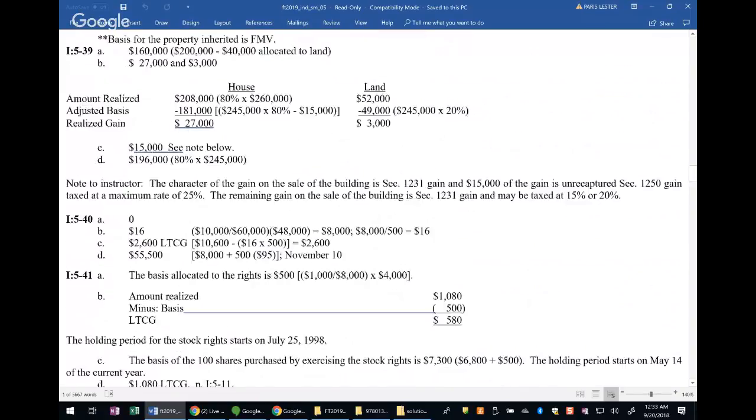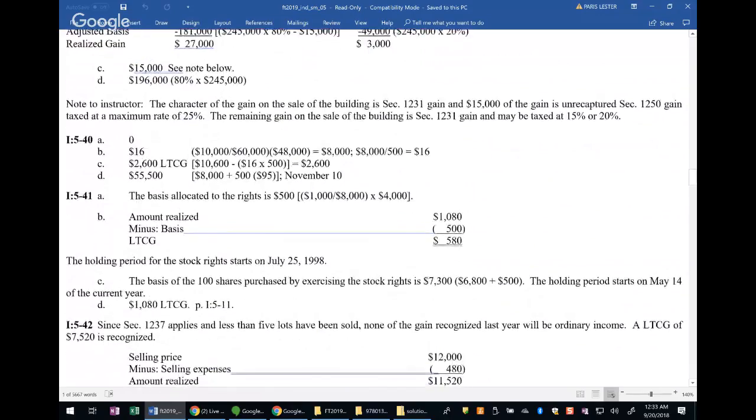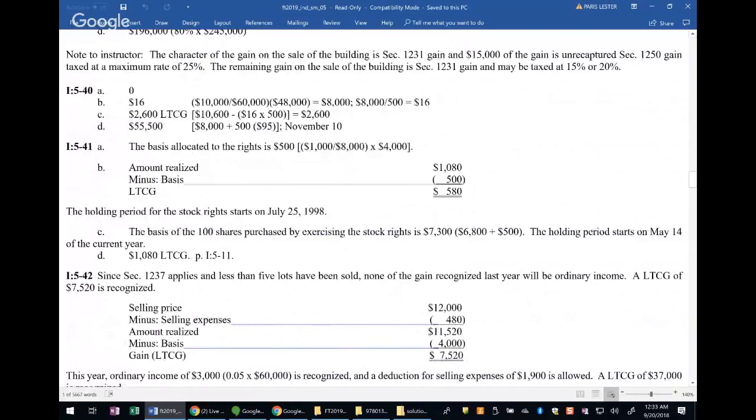But we're on 42, aren't we? Okay, we were on track, and we would have had that if we went on. 12,000 minus 480 minus 4,000 gives you a long-term capital gain of 7,520. What makes a long-term capital gain? She bought them 7 years ago. That's definitely long, within a year and a day. Long-term capital gain is a year and a day.